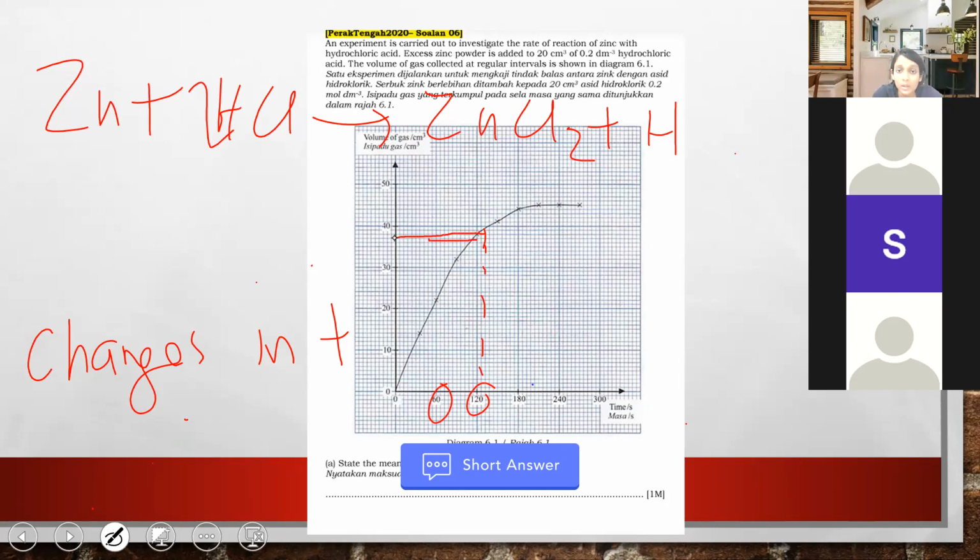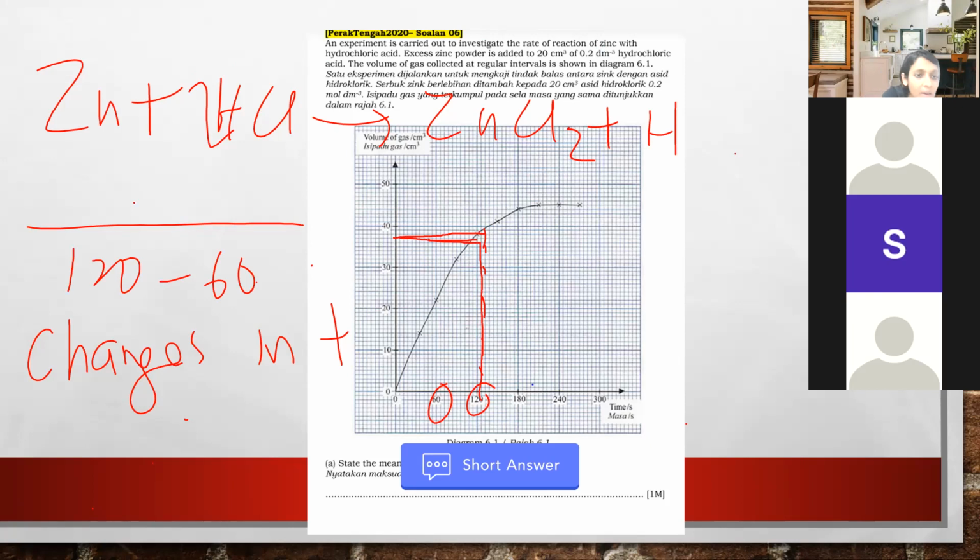Okay, 120 minus 60, yes, that one is at the bottom. So at the bottom it is 120 minus 60, correct. Okay, go up to 120, what was the reading just now? Those of you with paper, you can see very clearly. What was the reading for 120? 38, very good. And actually 38 you can also see here.